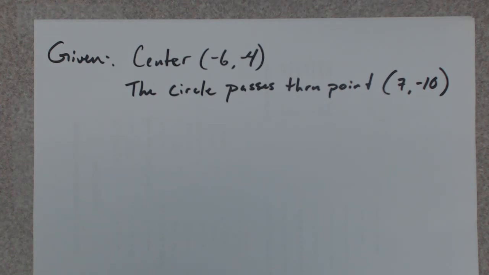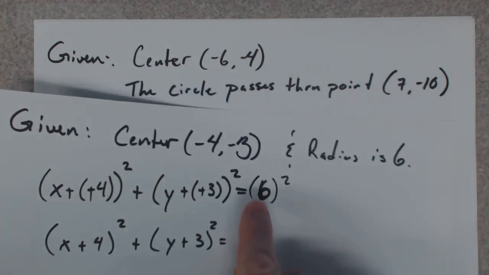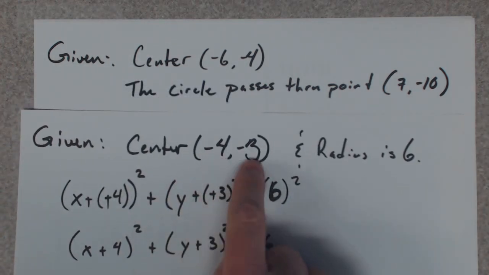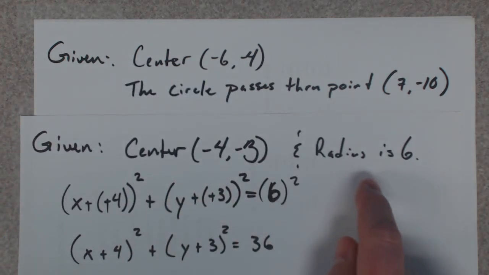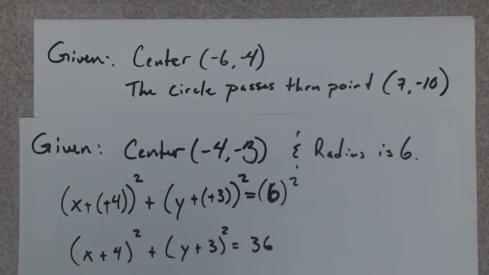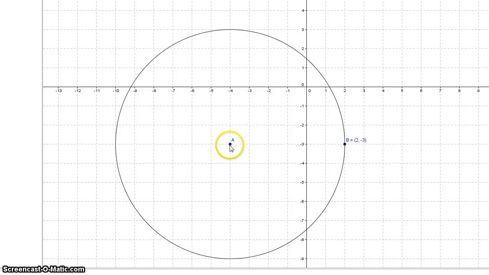Well, before we dive into this, let's go back and look at that equation we just talked about, where the center was at negative 4, negative 3, and the radius was 6. So let's take a look at that picture. The center here is at negative 4, negative 3, and the radius is 1, 2, 3, 4, 5, 6. And the radius is 6. Now you'll see that there's a point right here on the circle. It's at 2, negative 3. So I'm going to write that down, 2, negative 3.